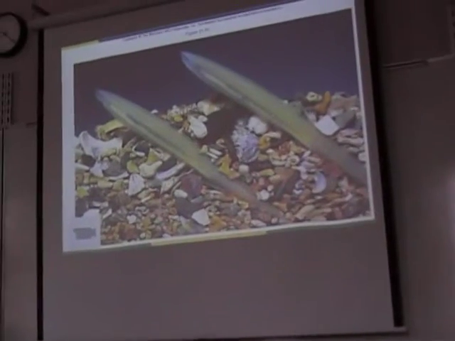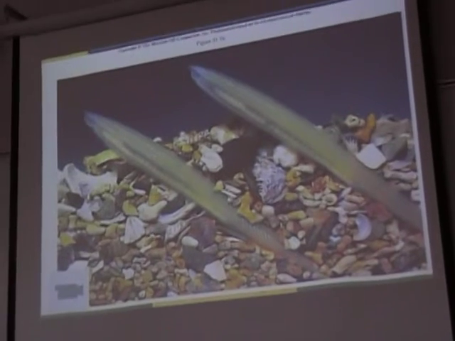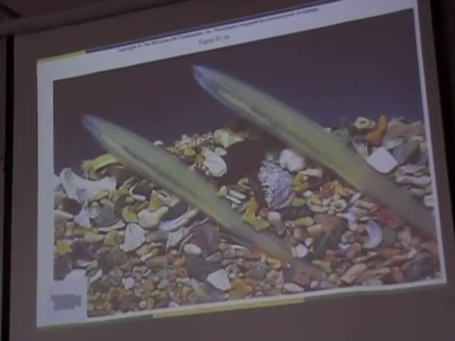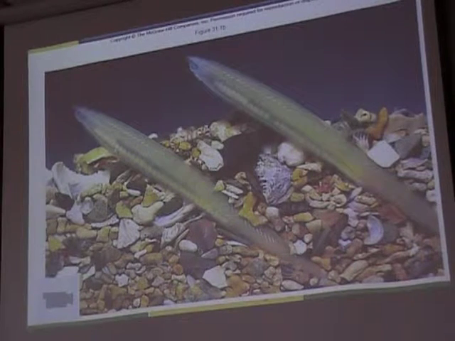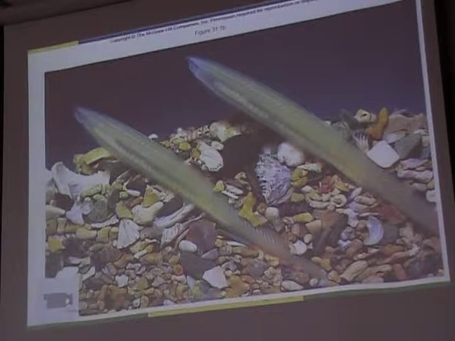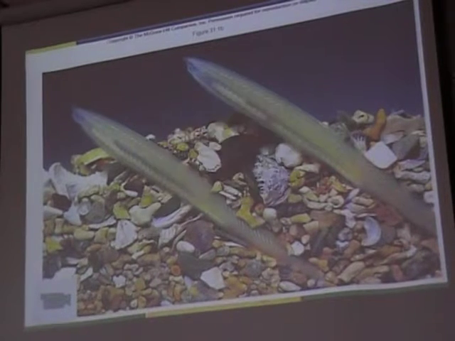So here's what these things look like. This is kind of gravel at the bottom of some tank. And here you see them sticking their heads out, and they'll suction in water and filter feed. Video footage. How do you get video footage of these?